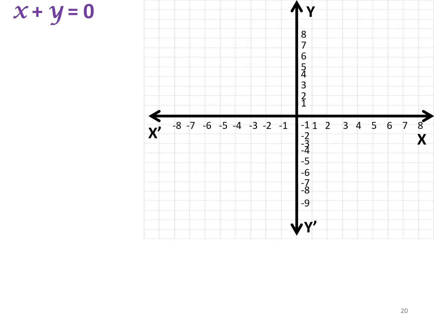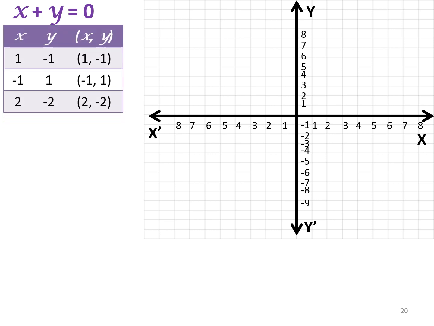Now let's plot the graph, x-axis and y-axis. So the first equation, x plus y is equal to 0. The values obtained. First value 1, comma minus 1. On the x-axis the value is 1, and on the y-axis the value is minus 1. So the point obtained here is 1, comma minus 1. Next one, minus 1, comma 1. The value of x is minus 1 and the value of y is 1. So the coordinate point is minus 1, comma 1.